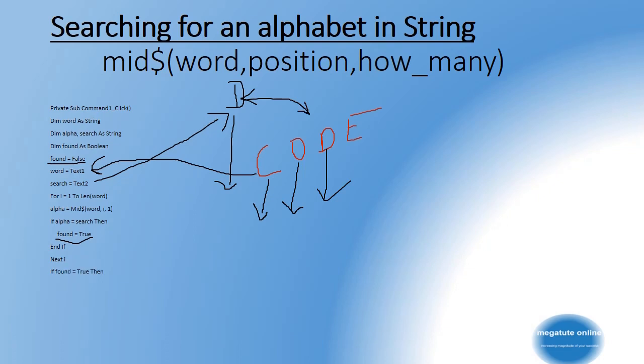Now once you have found the alphabet, out of the loop you can put a statement: if found equals true, then you can list out that the alphabet is found, or search is found, that is, in this case D is found.